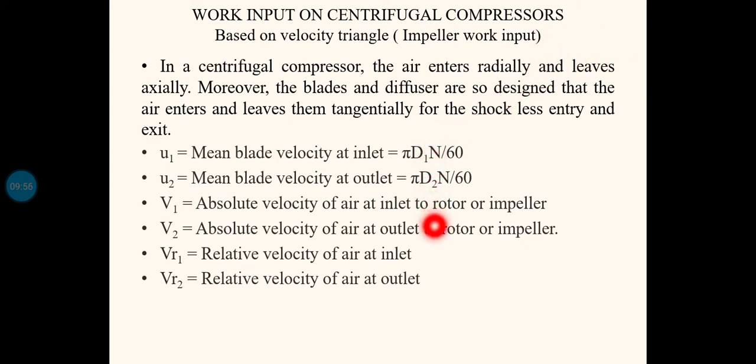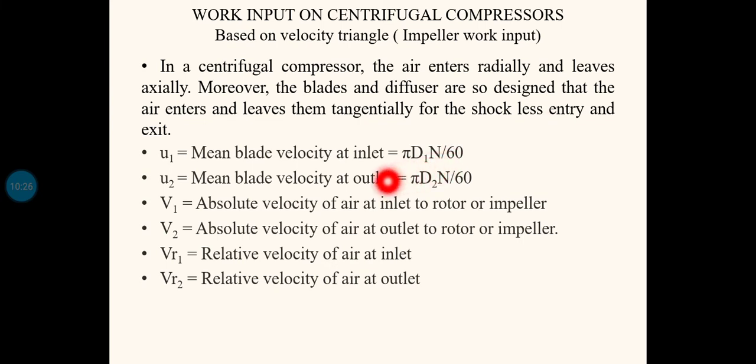So in a centrifugal compressor, the air enters radially and leaves axially. This is a very important statement. Always it will not be satisfied, but usually in a centrifugal compressor, the air enters radially. That is a practical case. But sometimes if pre-whirling is there, some difference will be there, of course. But usually the air enters the centrifugal compressor radially and leaves axially. Moreover, the blades and diffusers are so designed that the air enters and leaves them tangentially for the shockless entry and exit.